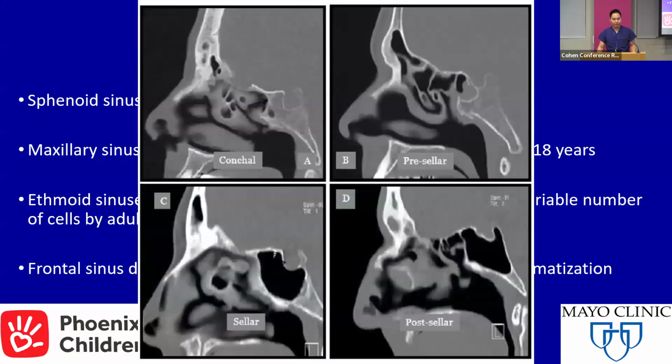This is just an example of the variable pneumatization of the sphenoid sinus. You can see here, this patient has no sphenoid. There's a tiny one here. It's called presellar because here's the sella where the pituitary gland lies. And then sellar meaning it's pneumatized right under the sella, and then postsellar meaning it's gone even into the sphenoid process. These are pretty cool.